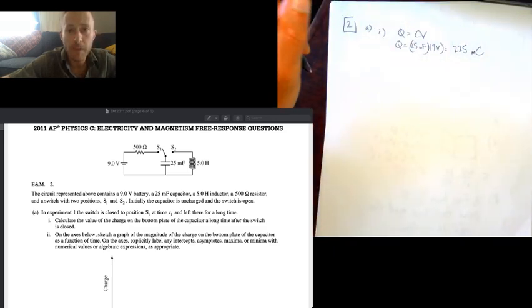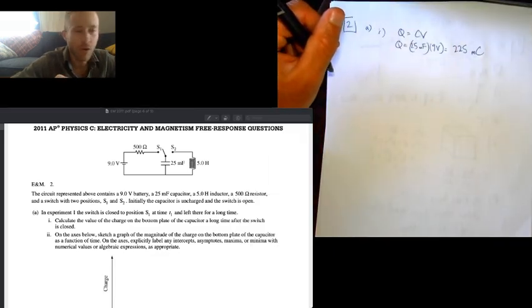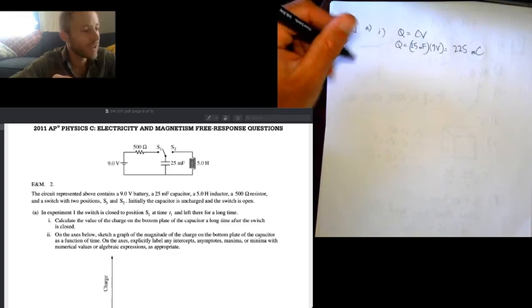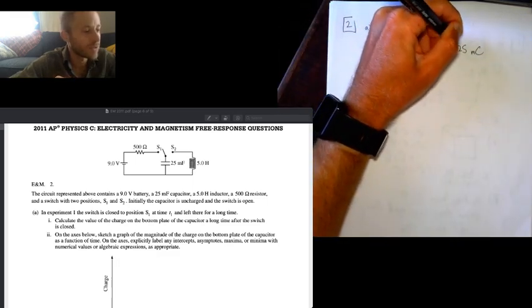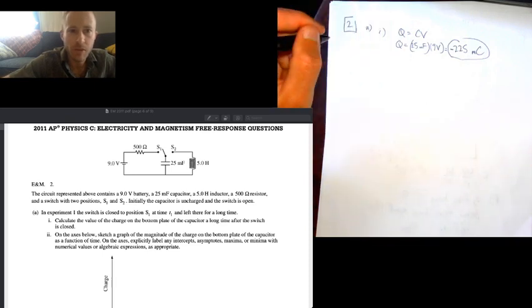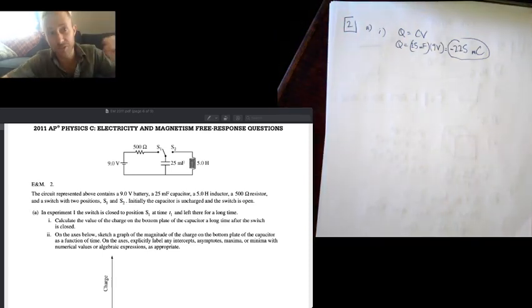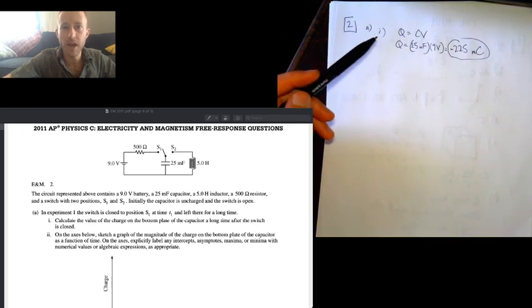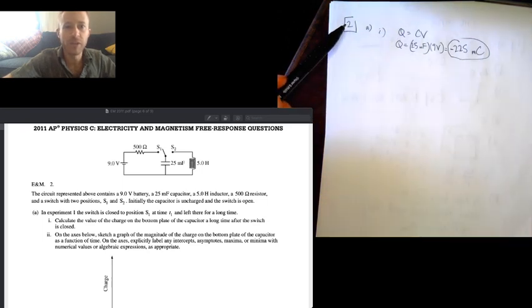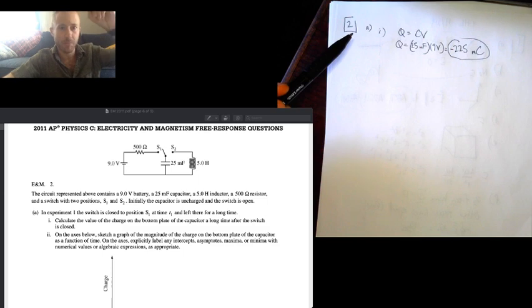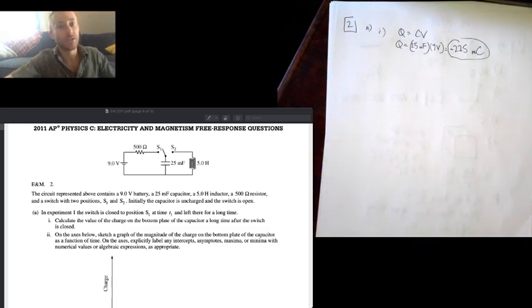Now, one little trick about this, I'm sure one point for this is to get the sign right. It's going to be negative charge. Why is that? Well, the positive terminal of the battery is going to push current, positive charge, onto the plate of the capacitor. And we can see that the positive terminal of the battery is connected to the top plate of the capacitor. So the top plate of the capacitor is going to have positive charge. The bottom plate is going to have negative charge.